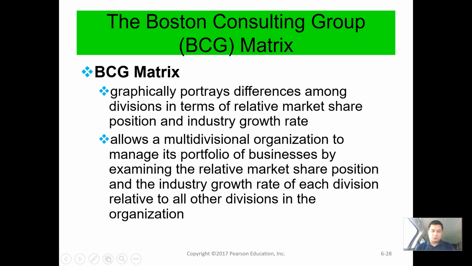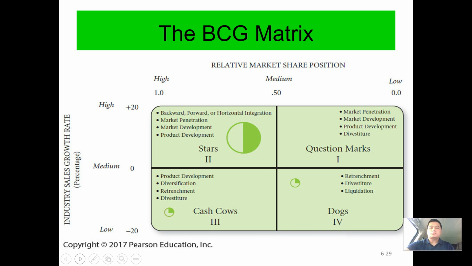Here you can see the BCG matrix that consists of high, medium, and low. As you can see, the BCG matrix includes stars, question marks, dogs, and cash cows. Stars involve backward, forward, and horizontal integration, market penetration, market development, and product development, and the question marks involve market penetration, market development, and product development. On the horizontal side, you can see high 1, medium 0.5, and low 0.